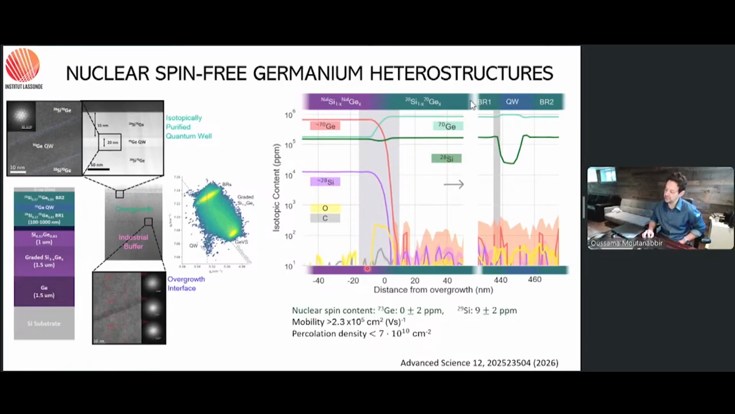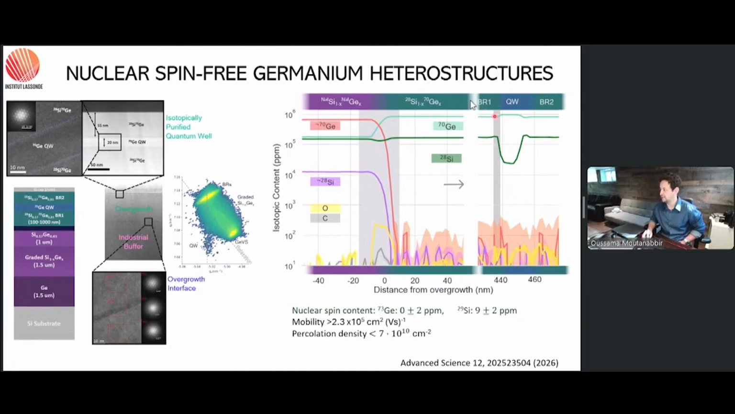So you see the interface, this is where we start cleaning before the growth. We still have some traces of oxygen, and again, this is about 100 ppm. And if we move to the right, this is what was grown with isotopically purified materials. You see that for germanium we have only the germanium-70 isotope, and silicon-28 isotopes. By the way, this is atom probe tomography profiles.